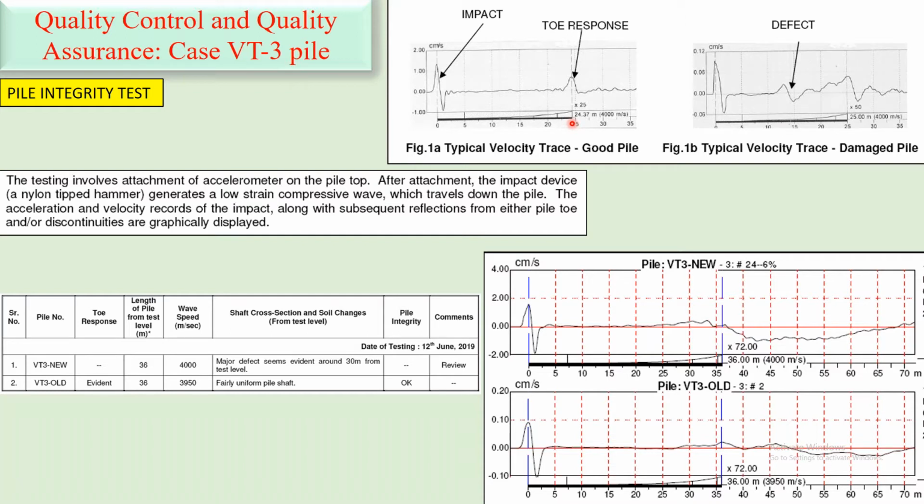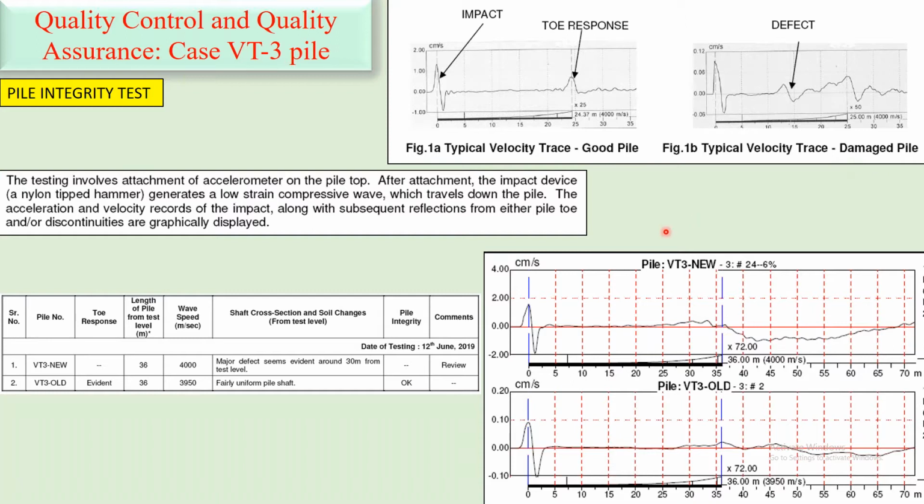You can see that if it is a good pile, then the toe response would be like this, and this will be completely flat because the compressive wave will travel from this point to this point and then reflect without much loss in energy. On the other hand, if you have a defect, then this kind of picture will be shown. So this shows the damaged pile.